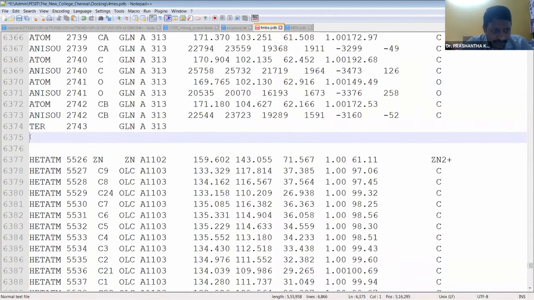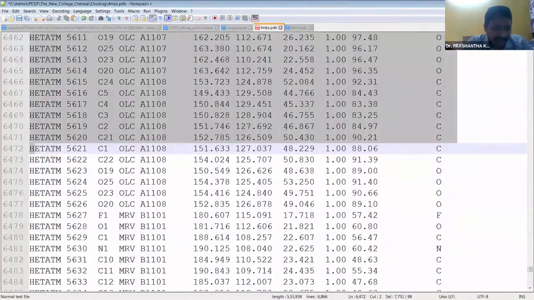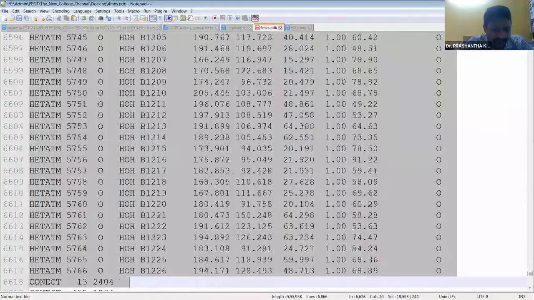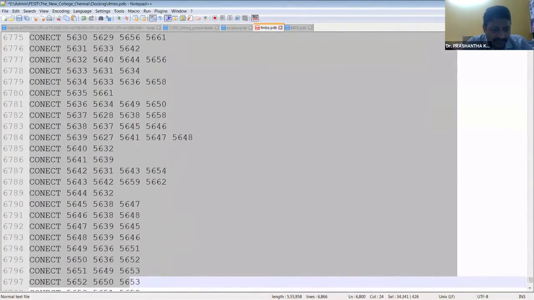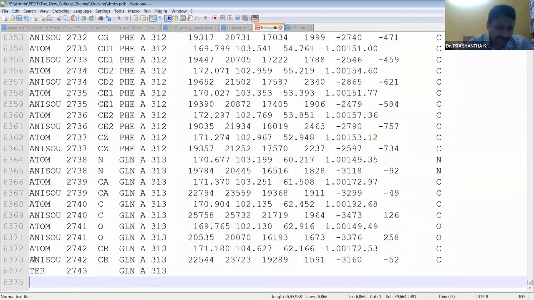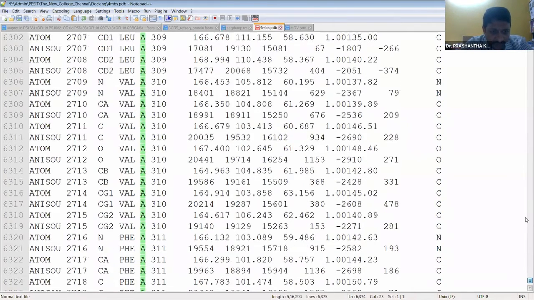So what we want is only the protein. Let's select everything, select everything till the end. Water is not required, the ligand, nothing is required. So select everything and then say delete. Now what we have is only the A chain being present. No heteroatoms are there in this file.